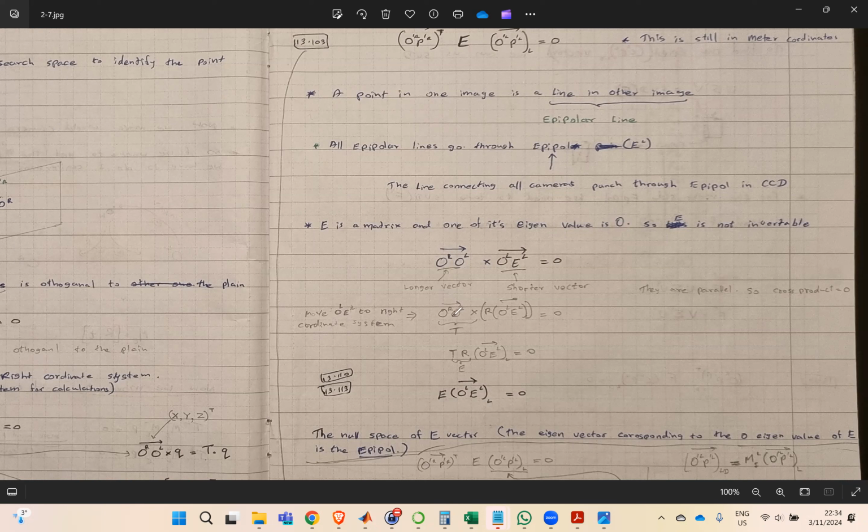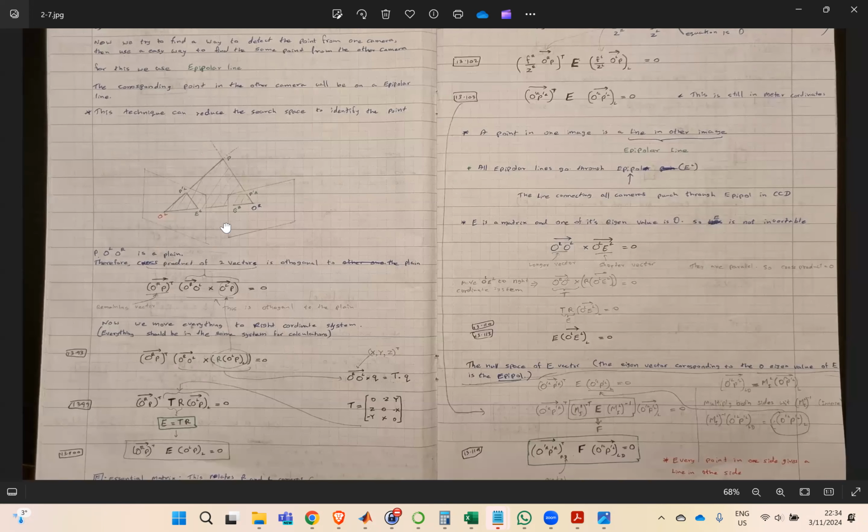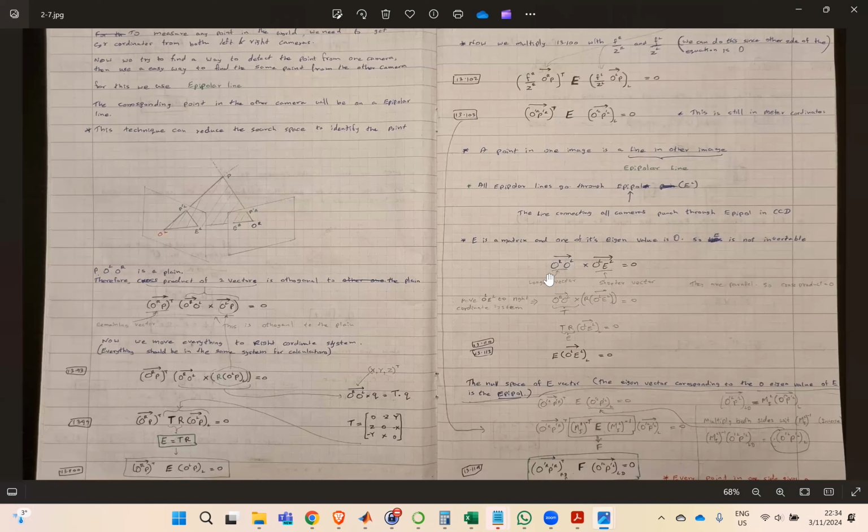Now we are trying to make the equation for the epipole. You guys remember this? I will first show you what this is. OROL is the line connecting here to here, and the second one is OLEL, the line connecting here to here. Both of these are parallel, right? They're in the same direction. One vector is longer, the other one is shorter. What if you take the cross product of parallel vectors? The answer will be 0. Naveen remembers.